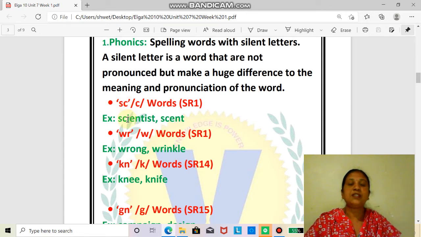For example, scientist. When S and C come together, we hear the sound of only S, but we do not hear the sound of C, that is K. Why? Because here the C is silent. So we pronounce it as scientist. One more example, scent. Now we'll move to the next silent letter words.